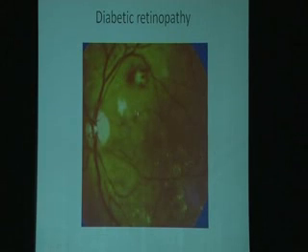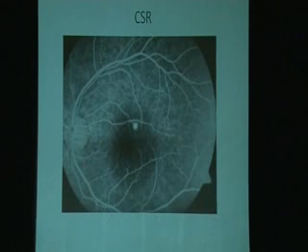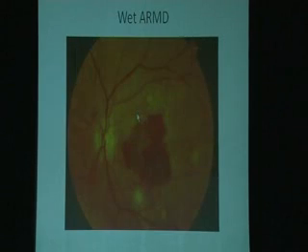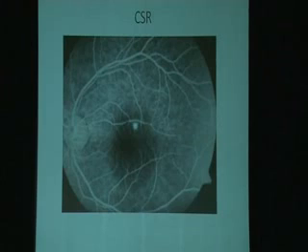This is flame shape, soft exudates. ये large blot hemorrhage है, ये छोटे वाले yellow, these are hard exudates. This is your smokestack. Oh, sorry, ink blot. Very sorry. This is your ink blot. We are over with the smokestack. This is your wet ARMD. That is the neovascular membrane.